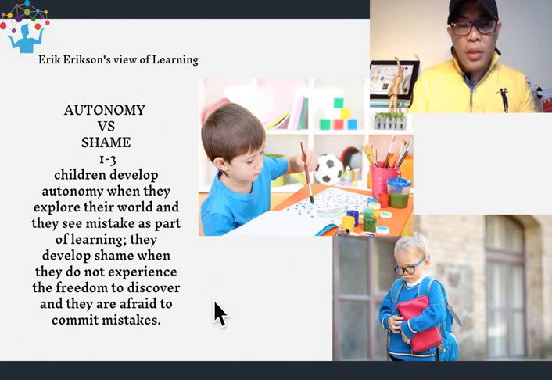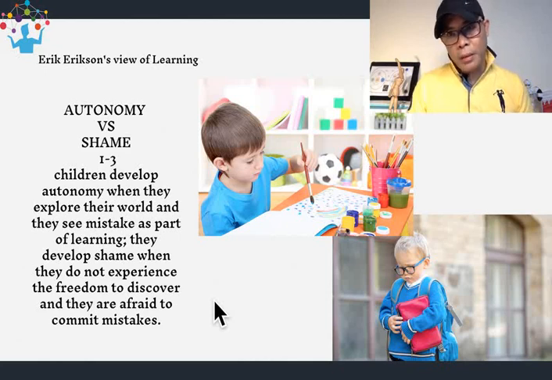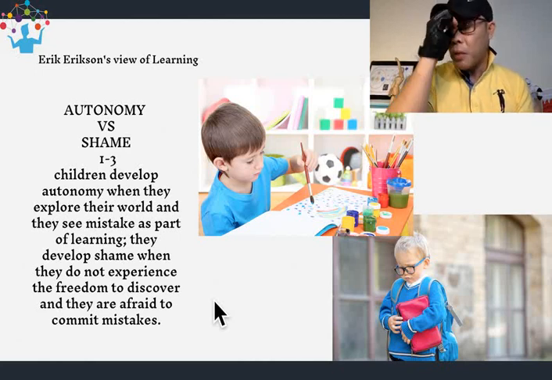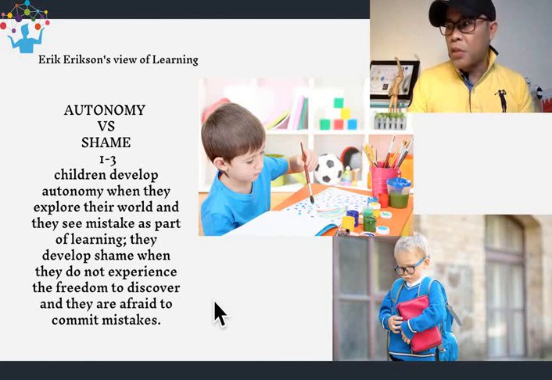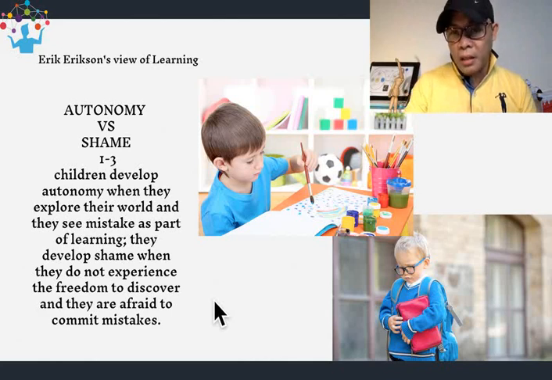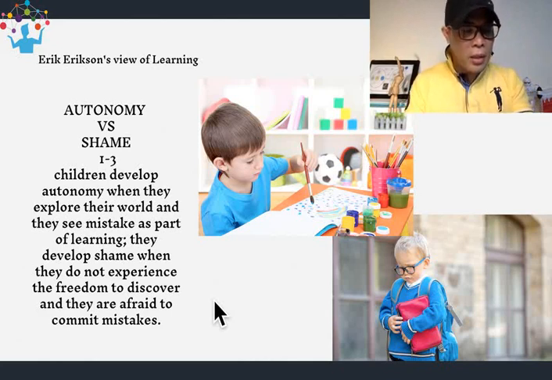So mistakes are part of learning inside the classroom, and children develop shame when they do not experience the freedom to discover, and they are afraid to commit mistakes. There's always the thought of, the teacher might scold me, they might laugh at me. Okay, in that case, you are building more shame than autonomy. But when children begin to see that I might be committing a mistake, and if I commit a mistake, then I learn from that. And if the children commit some mistake, then the teacher will guide the child in order to correct that mistake.